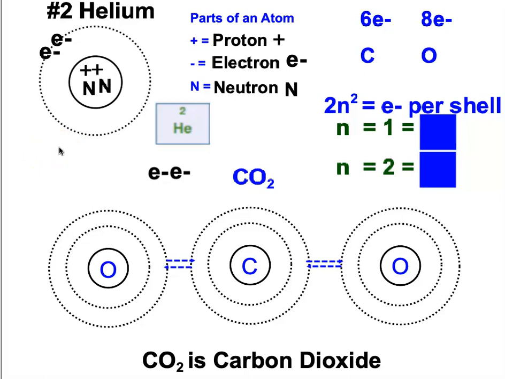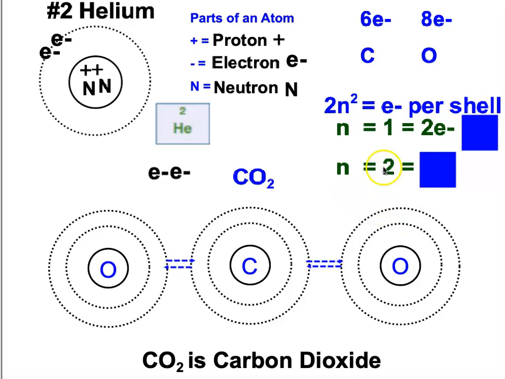Now, there's a really cool little formula right over here, 2n squared, where n represents the number of energy shells from the nucleus of the atom. So for example, here I have the nucleus of my atom for oxygen, and I have the first shell or orbital. So I replace the n in my formula with a 1. So 1 squared is 1, times 2 is 2. What that tells me is the most electrons I can put in this inner shell is 2. It won't hold any more. It only needs 2.